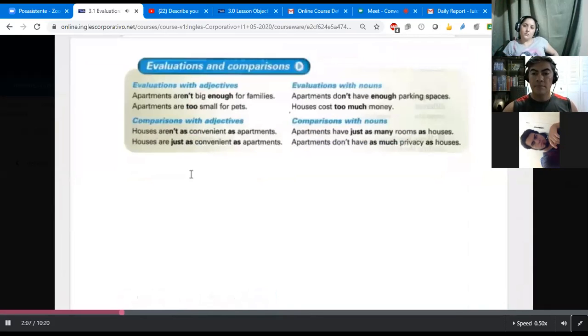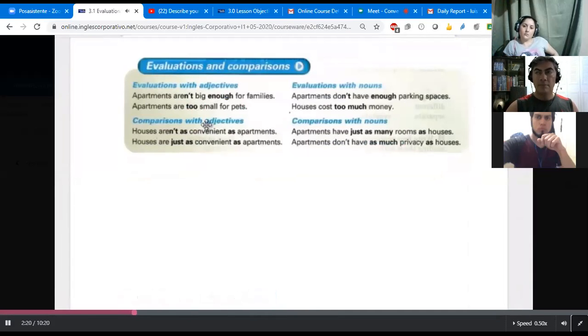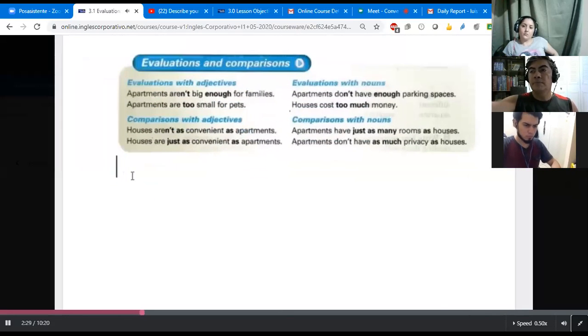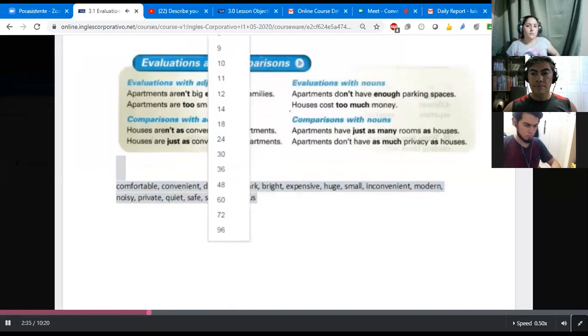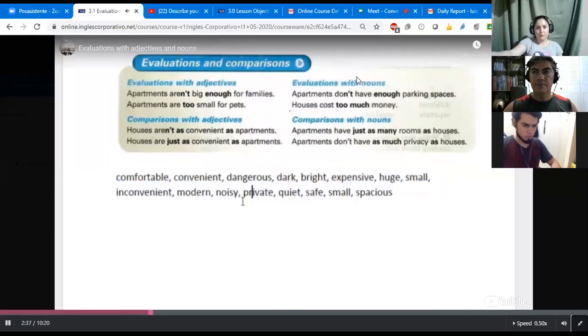First of all, what are adjectives? Well, adjectives are those words that describe nouns. So they describe people, places, or things. Since we're talking about evaluating houses and apartments, we want to think about some of those adjectives that we might use to evaluate a house. So I'm going to write a lot of those words here, and then I would like for you to learn them if you're not familiar with them.